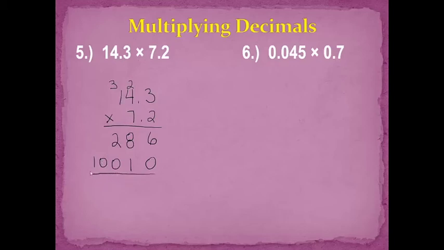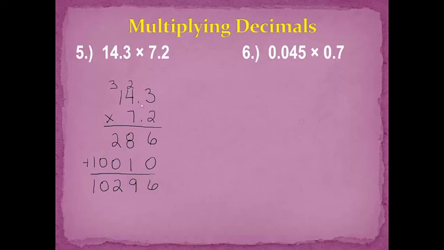Now I will add up my numbers. 6 plus 0 is 6. 8 plus 1 is 9. 2 plus 0 is 2. And then I have nothing to add to my 0, so it stays 0. And nothing to add to my 1, so it still stays a 1.